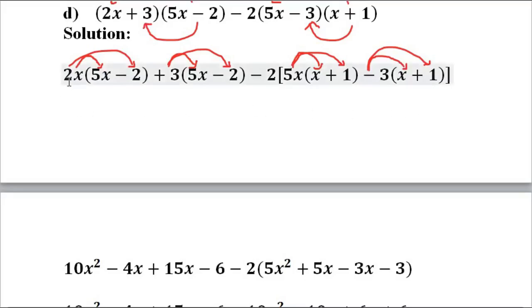We have positive 2x times positive 5x, positive 10x squared, positive 2x times negative 2, negative 4x, positive 3 times positive 5x, positive 15x, and positive 3 times negative 2, negative 6. Now positive 5x times x, positive 5x squared, positive 5x times positive 1, positive 5x, negative 3 times x, negative 3x, and negative 3 times positive 1 is negative 3.